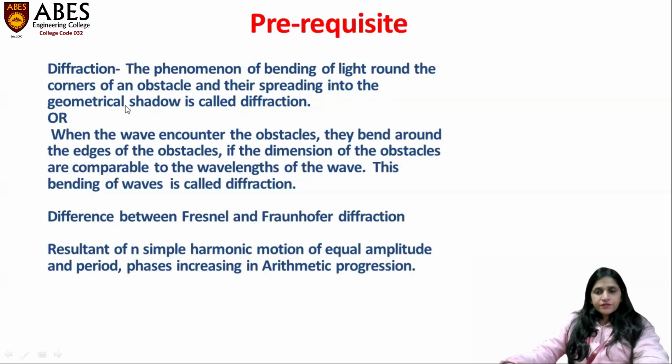First and foremost, we should know what is diffraction. The phenomenon of bending of light round the corners of an obstacle and its spreading into the geometrical shadow is called diffraction. We can also say when waves encounter obstacles, they bend around the edges of the obstacles if the dimension of the obstacles is comparable to the wavelength of the wave. This bending of waves is called diffraction.